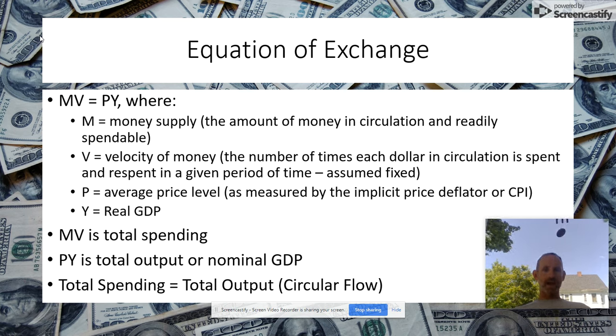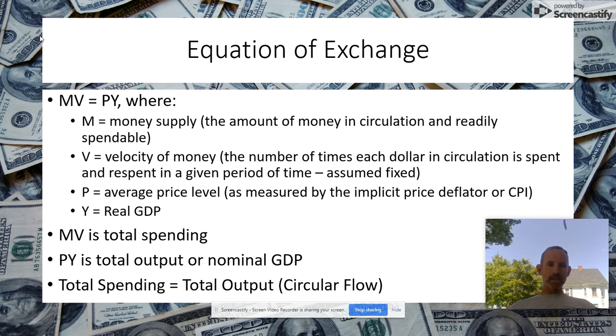P is just a measure of the average price level. Usually that's done with one of those indices like the Consumer Price Index. And then Y is real GDP. So if you take MV, the money times the velocity of money, M times V gives you total spending, because it's literally all the spendable money out there multiplied by how many times it gets spent in a year. That will give you the total spending in the economy for a year. PY is the total output, or nominal GDP, because it's real GDP, which is how much stuff we produce, multiplied by the average price level. So that gives you nominal GDP.